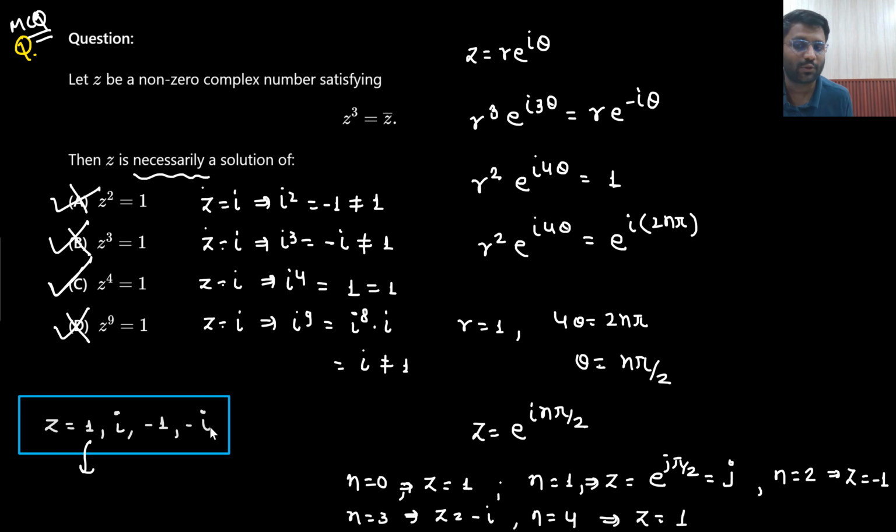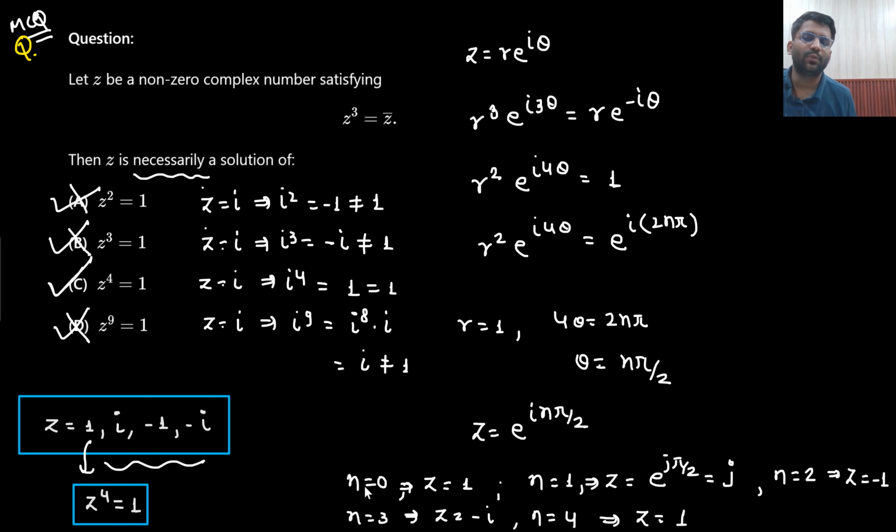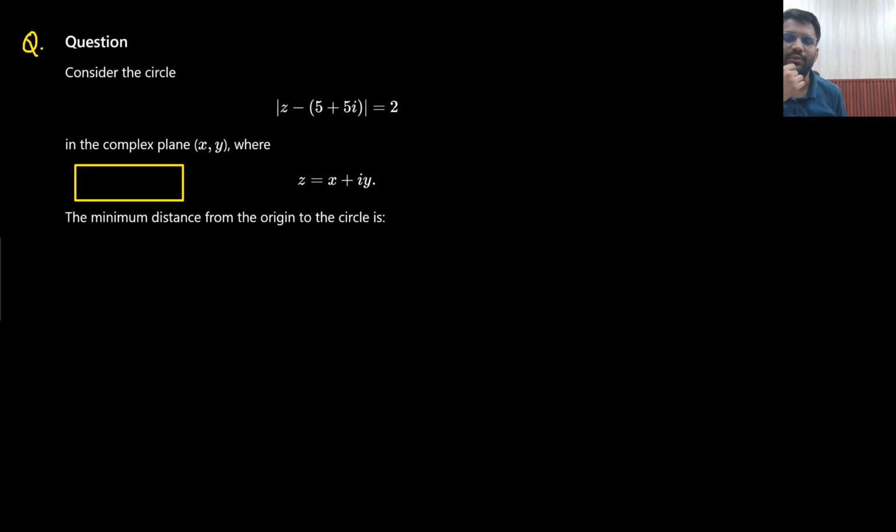But when I put z equals minus iota, what equation will be satisfied? First equation will not be satisfied. Only the fourth equation will be satisfied. So all these 4 roots are being satisfied by only one equation, which is z to the power 4 equals 1. That means they are the roots of this equation. And this is what they are asking. Then z is necessarily a solution of z to the power 4 equals 1. That means it is the root of z to the power 4 equals 1. Say yes or no. Are you able to understand this point? Completely understandable, sir. Okay. Let's go to the next question.